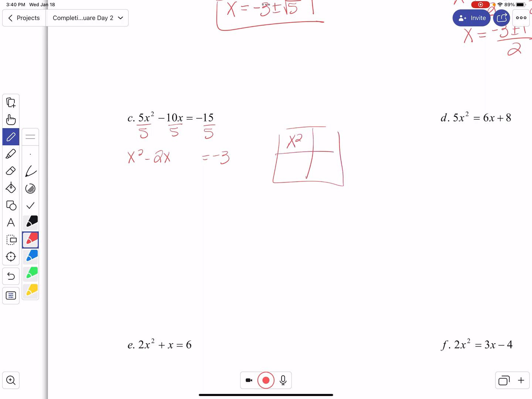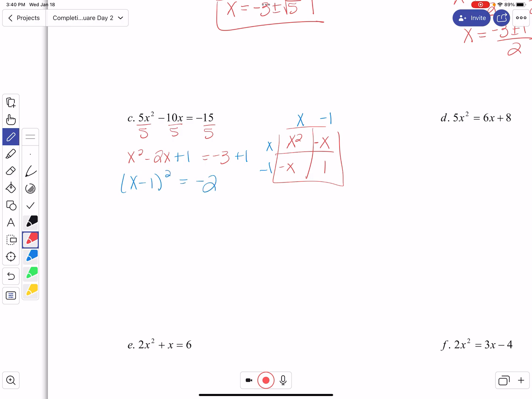So I have my x squared. Half of 2 is 1, so I have my negative x and negative x. If I square 1, I get 1. So I add 1, add 1. My GCF here is x. My GCF here is negative 1. So I have x minus 1 squared equals negative 2.